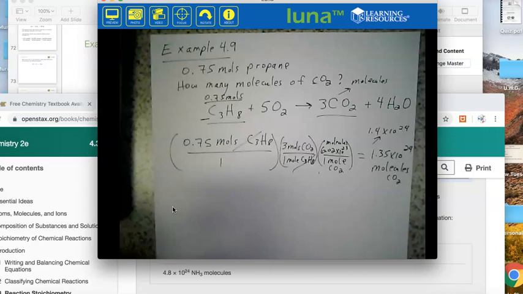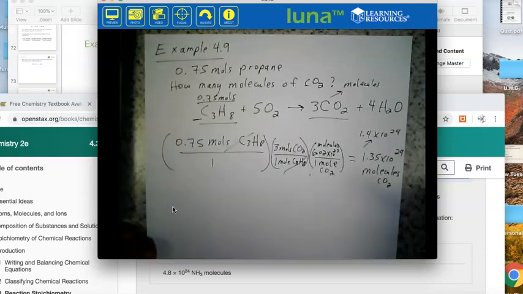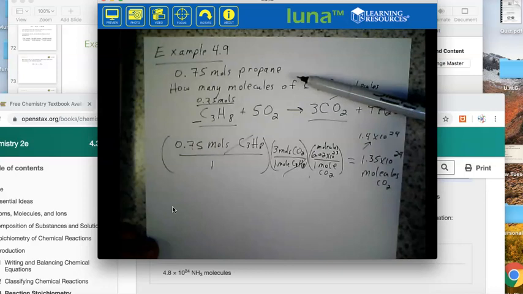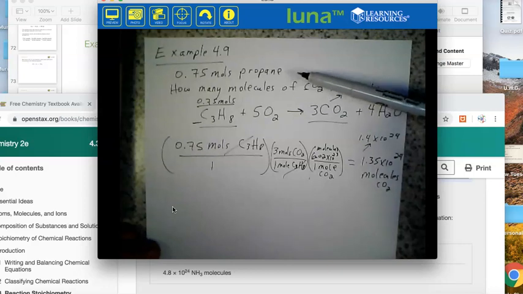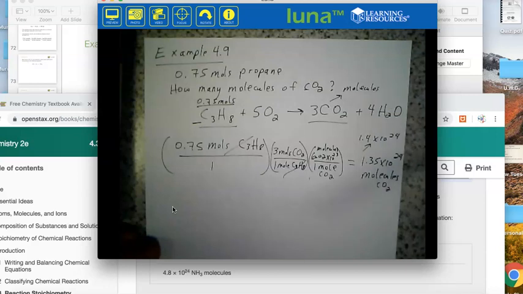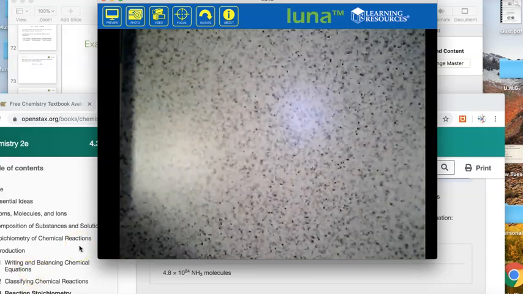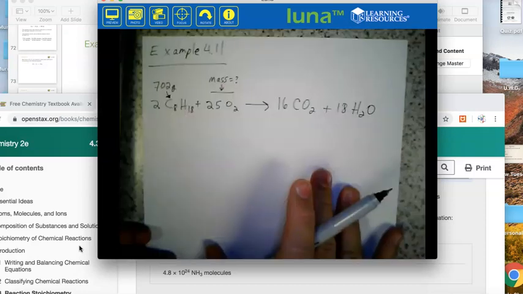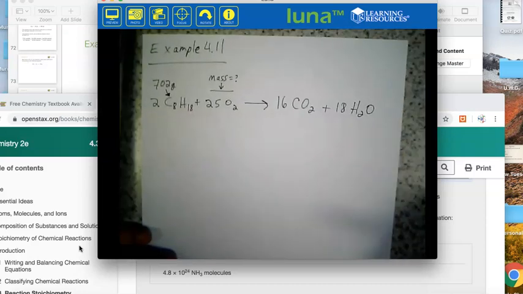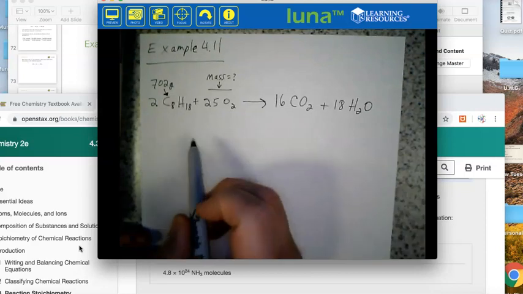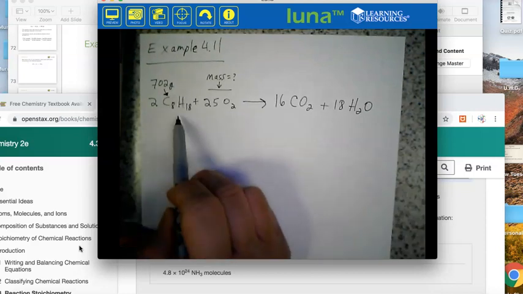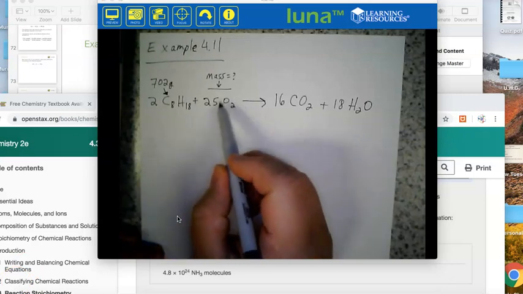Alright, so next we have example 4.9, where we have 0.75 moles of propane given to us. They're asking us how many molecules of CO2. Nope. Sorry, I grabbed the wrong paper here. Here we go, 4.11. All right, so in 4.11, we have a balanced chemical equation again. They're giving us the mass of propane, and we need the mass of O2.